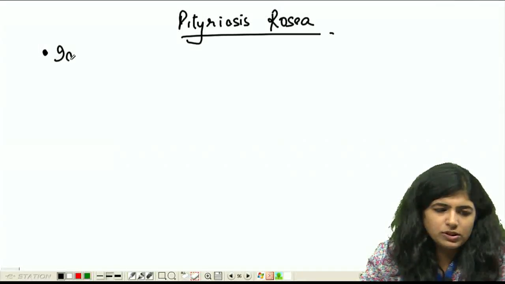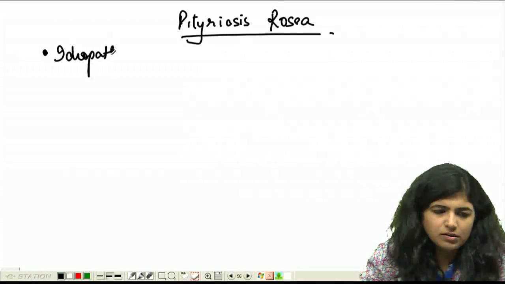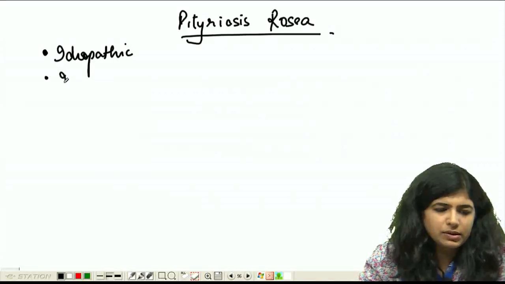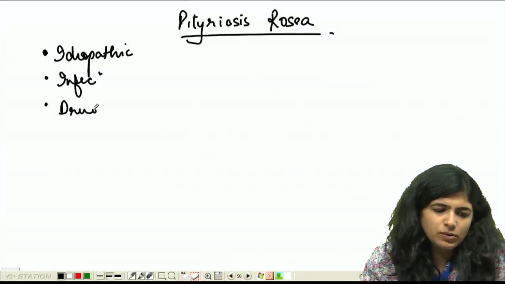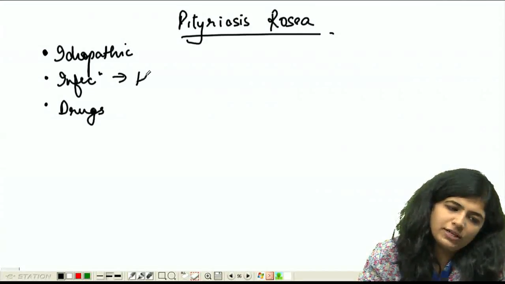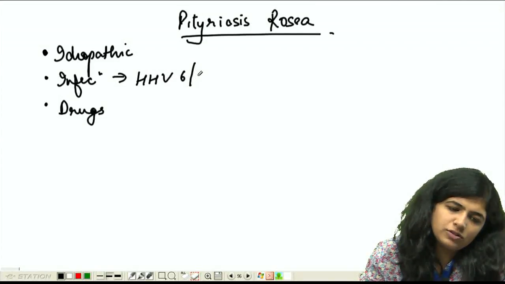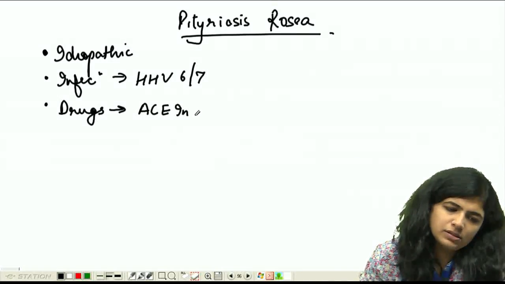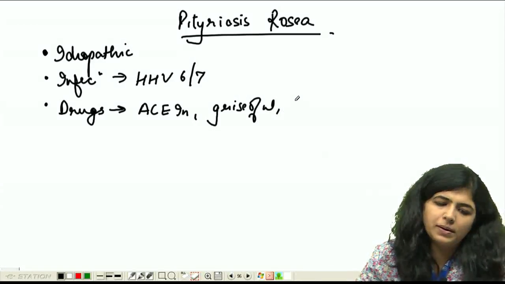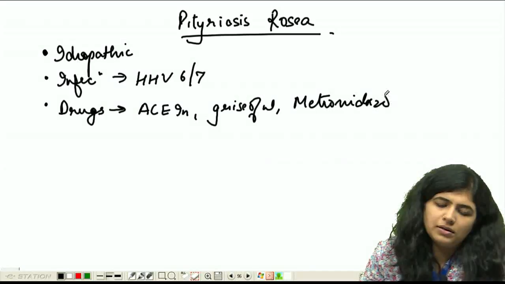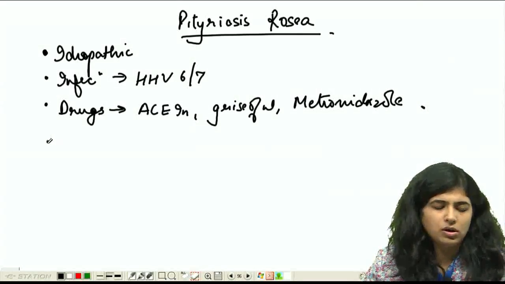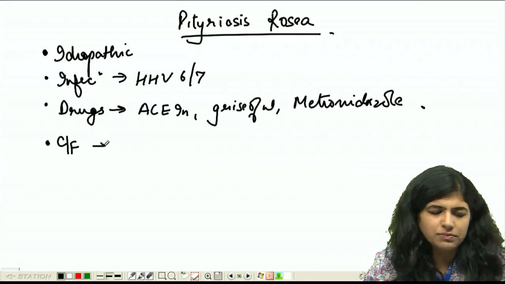This is a disorder which is mostly idiopathic, but sometimes it can be associated with infections, sometimes it can be associated with drugs. The infection with which it is associated is HHV 6 and 7. Drugs are your ACE inhibitors, griseofulvin and metronidazole. What is the typical clinical feature?